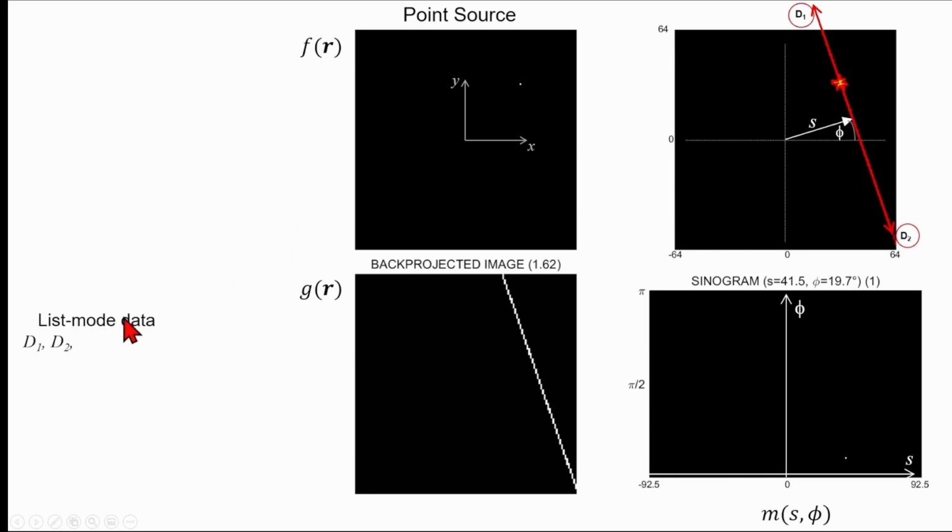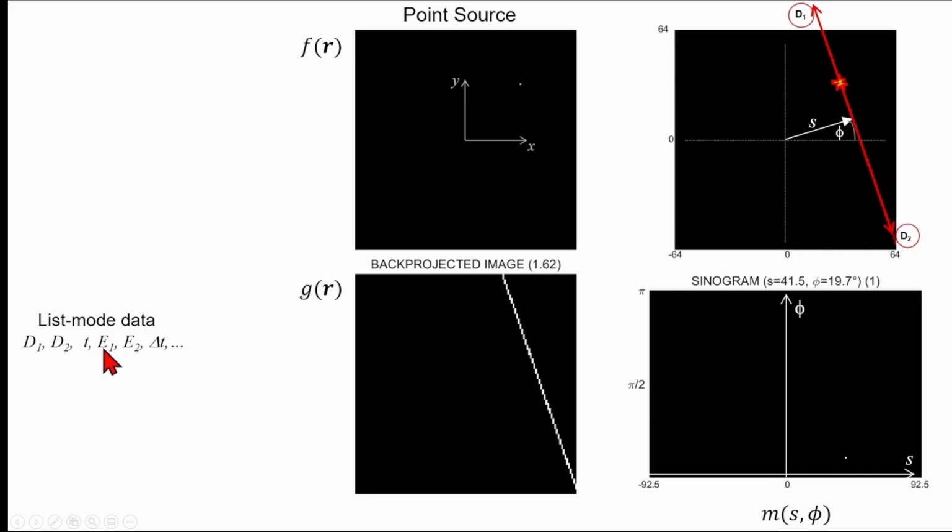Another way of considering the data would be just to record it in list mode format, and that's what I'm showing here. I'm saying that, okay, I've got a count at two particular crystals, D1, D2, or in general, two detection positions, D1, D2. And it may have happened at some time t that hopefully we can measure.